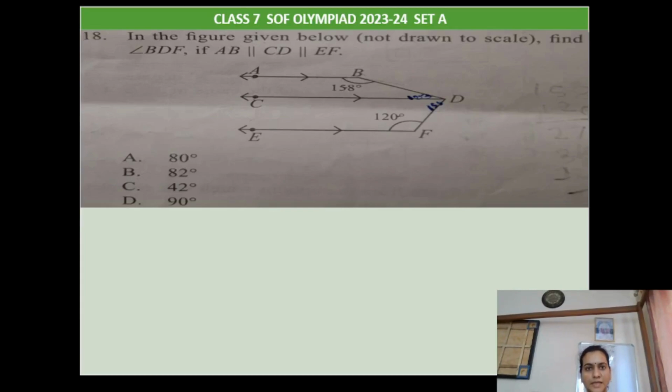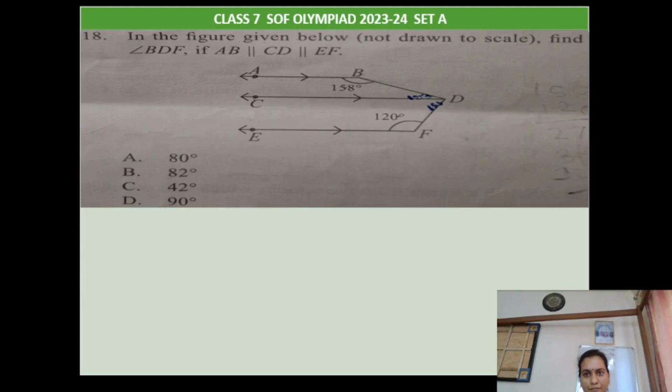So let's do question number 18. In the given figure, find angle BDF. The entire angle BDF, if AB is parallel to line CD and these two, AB and CD, are also parallel to EF. So this question is quite simple. If we look here, this angle ABD and this angle BDC, I am talking about angle BDC, they will sum up to 180 degrees. Why? Because they are co-interior angles.